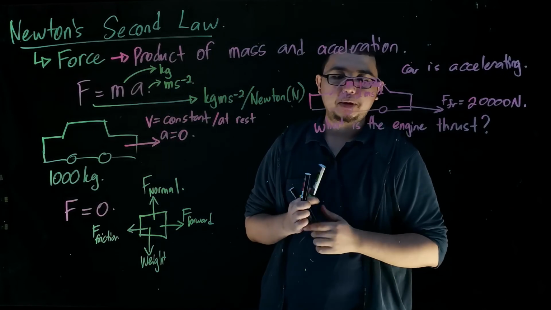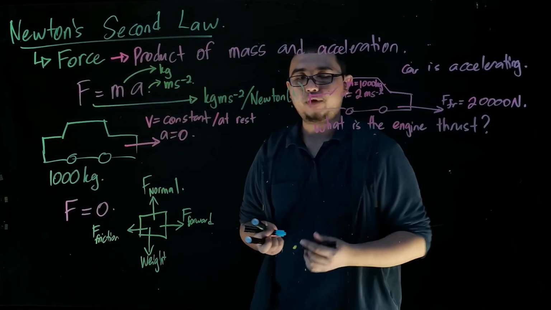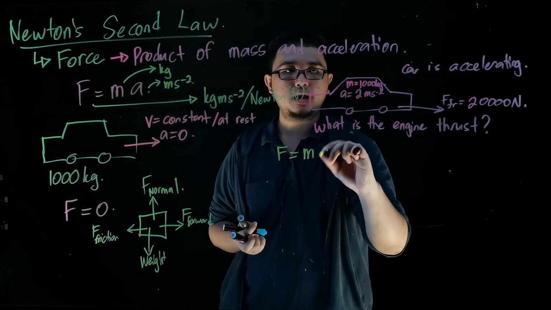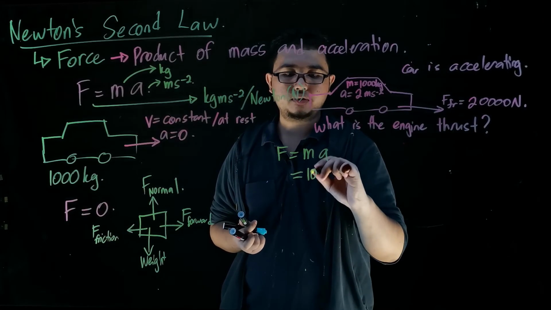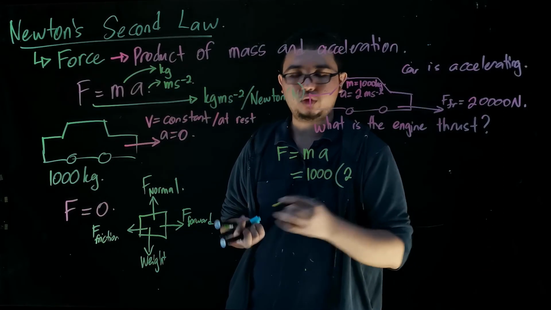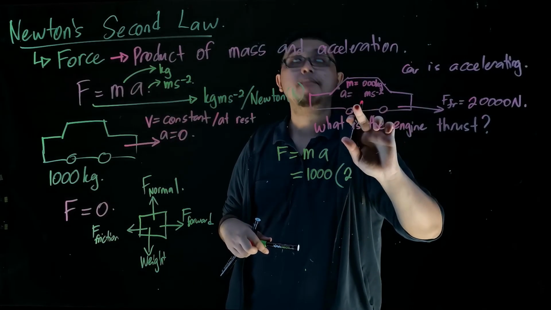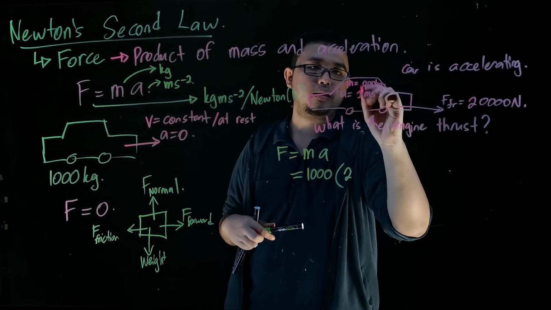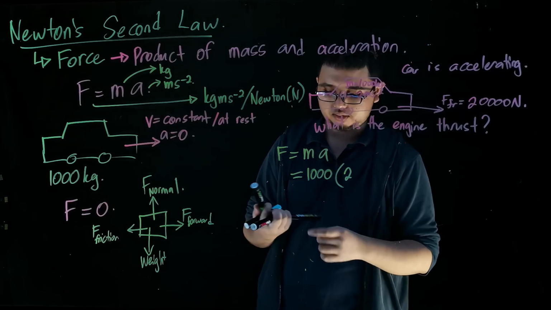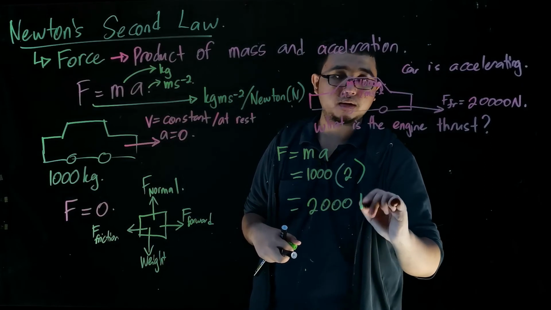Now, coming back here, what is the engine thrust? You can calculate the force that is being produced. F equals ma, where 1000 times 2, so the total is 2000 Newton.